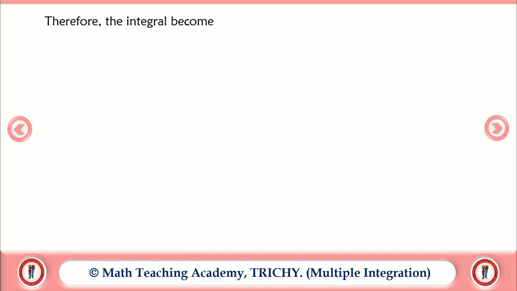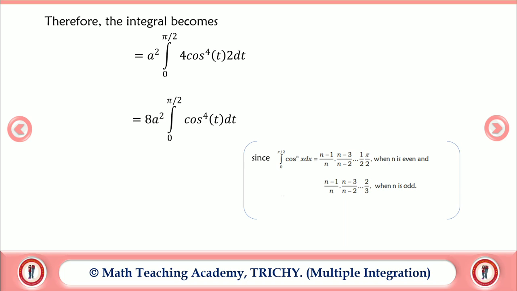Therefore, the required integral becomes a squared into integral 0 to pi by 2 of 4 cos to the power 4 t into 2 dt. It will become 8 a squared into integral 0 to pi by 2 cos to the power 4 t dt. With the help of the reduction formula, you can write integral 0 to pi by 2 cos to the power n x dx as (n minus 1)/n into (n minus 3)/(n minus 2) etc. into 1/2 into pi/2 when n is even.